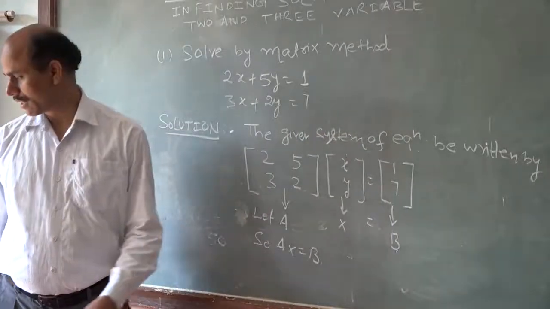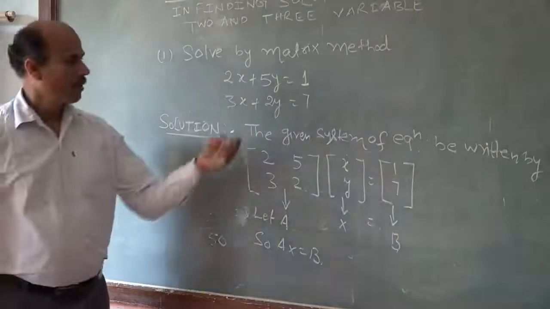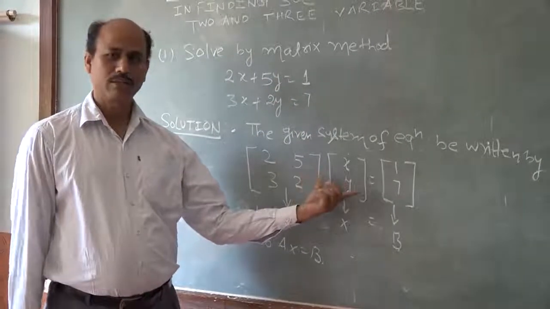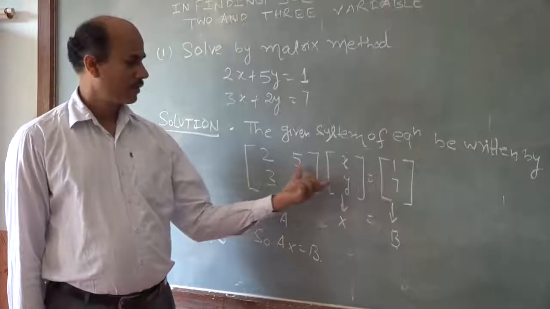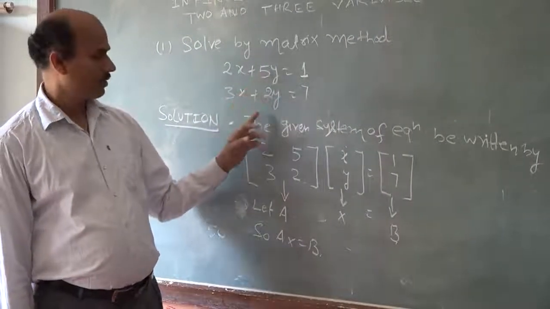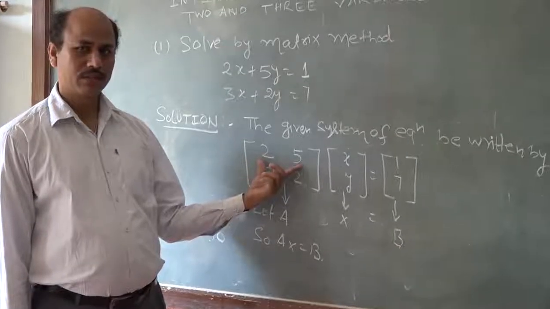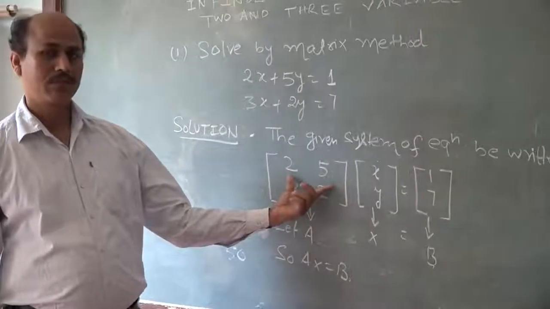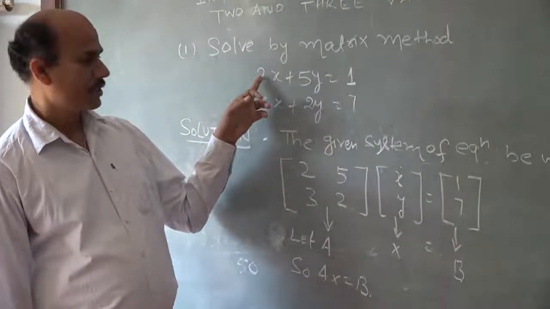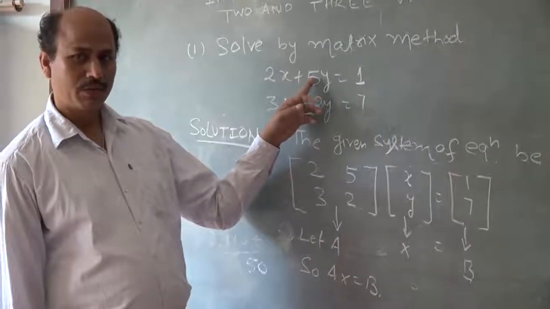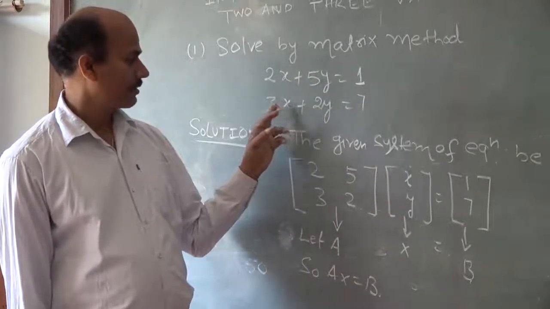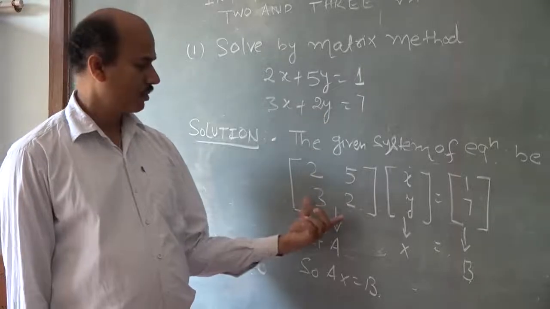Right in the beginning, you have to write these 2 equations in the form of a matrix equation. For that, you write the coefficients of x and y from both equations in the form of a matrix. Look, the x coefficient here is 2 and the y coefficient is 5, so you write that in the first row. In the second equation, the x coefficient is 3 and the y coefficient is 2, which you write in the second row.